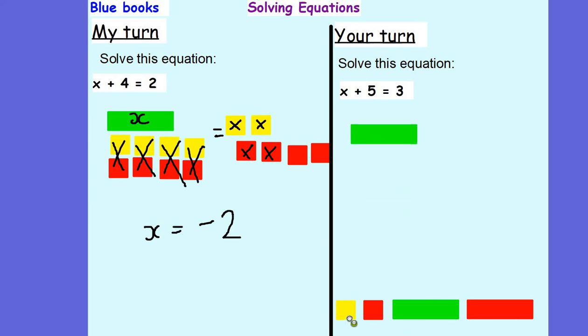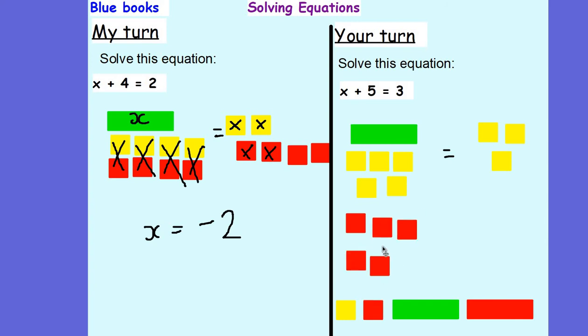This time I've got X, which is my green rectangle, plus 5 yellow squares is equal to positive 3. I want just my green rectangle on this side of the equation, so I'm going to add on 5 red squares. Whatever I do to one side, I need to make sure I do the same to the other side of the equation.